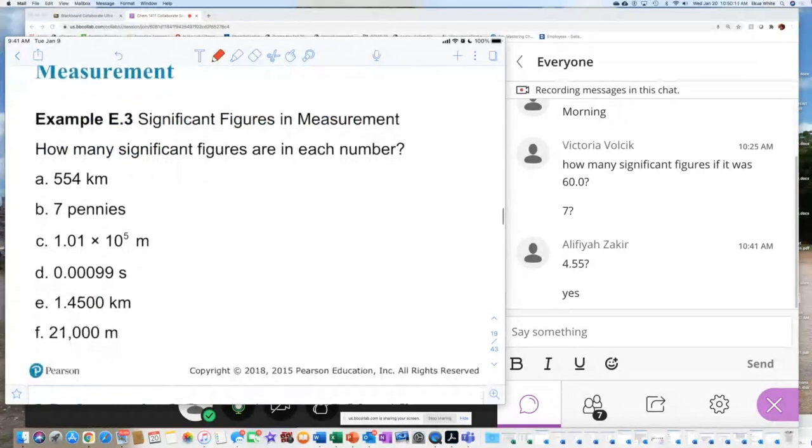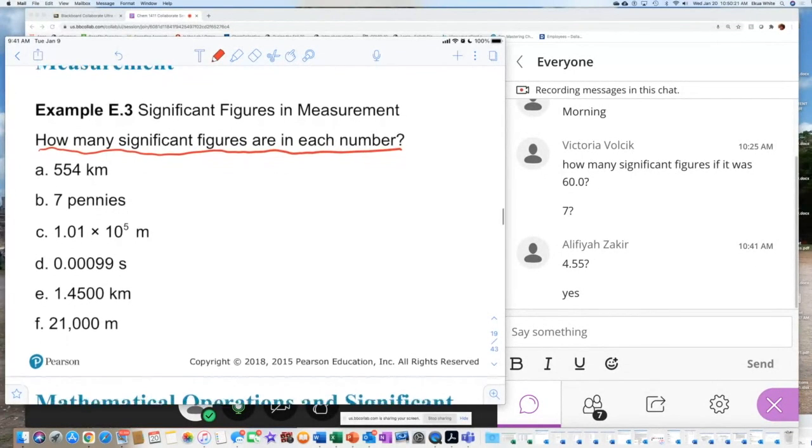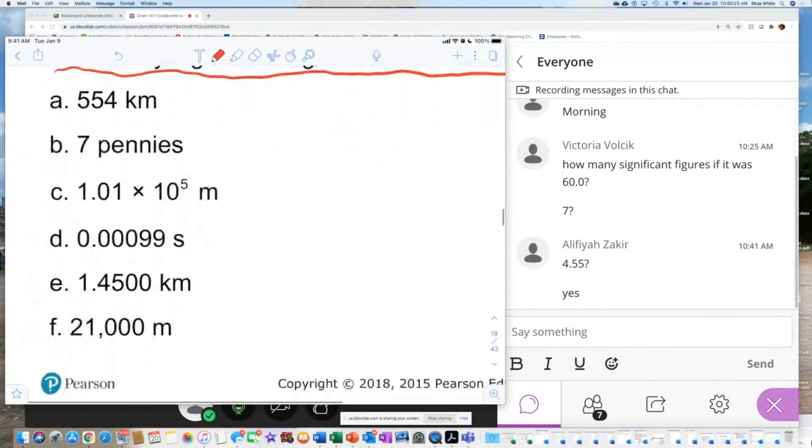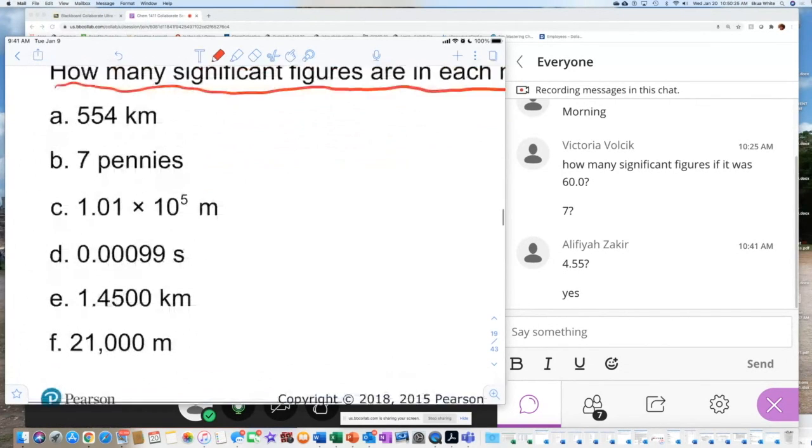Okay. So here we finally have some review questions. We're told here, how many significant figures are in each number? Okay. So what do y'all think for A? I'm just going to confirm the answer as yes or no.